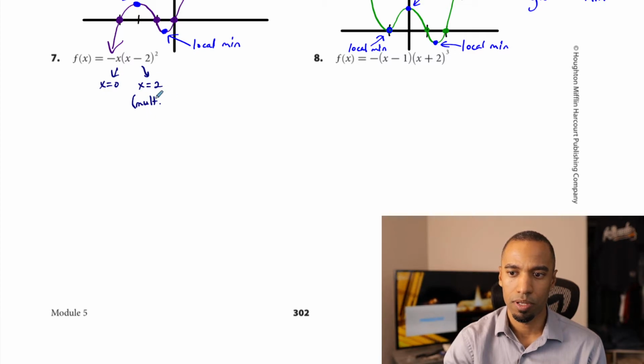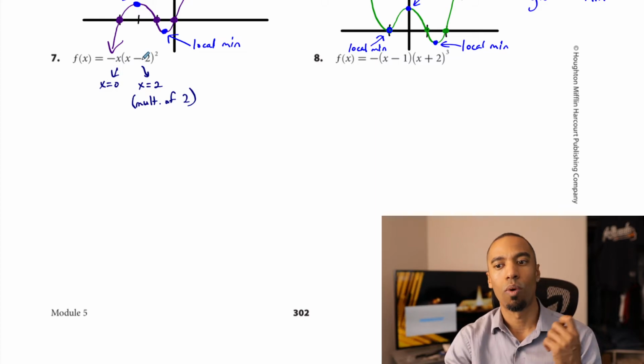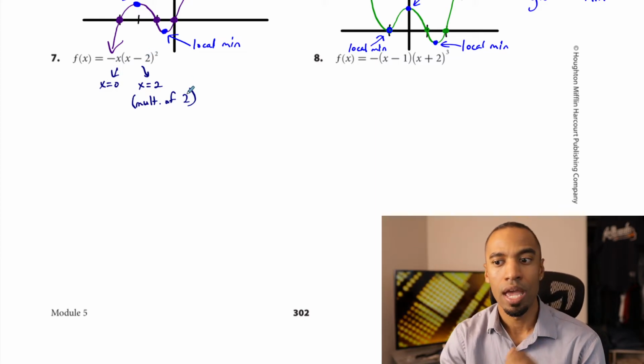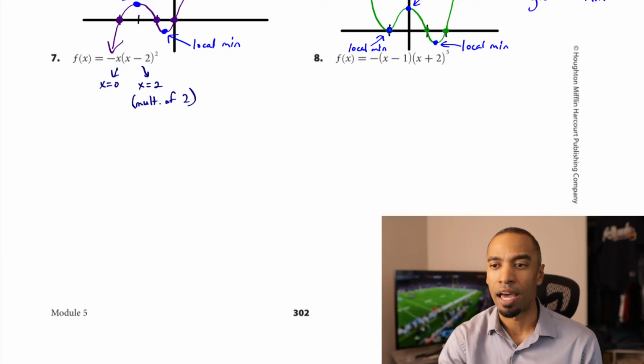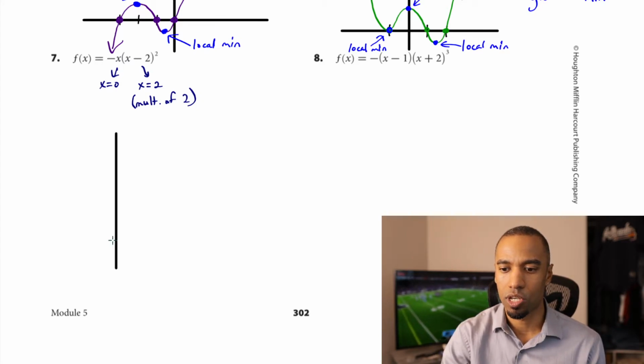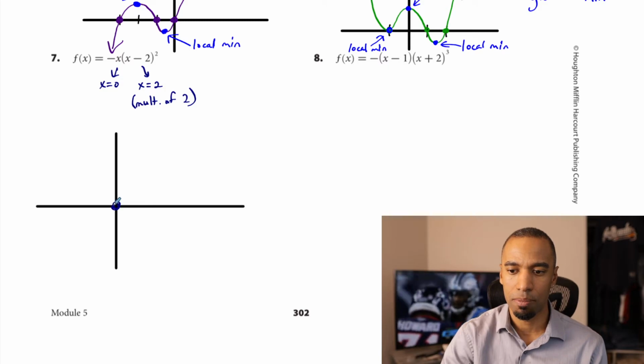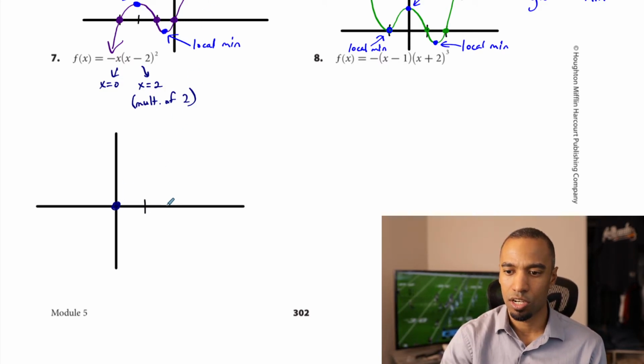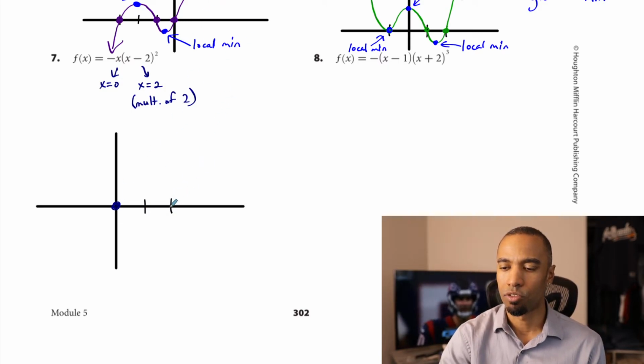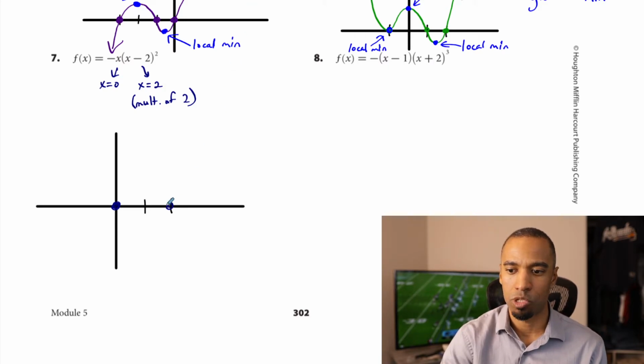This has a multiplicity of 2. A multiplicity of 2, which means when we hit the x-intercept of 2, it's going to bounce off of that one right there. I can make this one a little taller for you guys. It's not going to matter too much there. But there is an x-intercept of 0 and an x-intercept of 2. And of course, at 2, once again, there will be a bounce back.